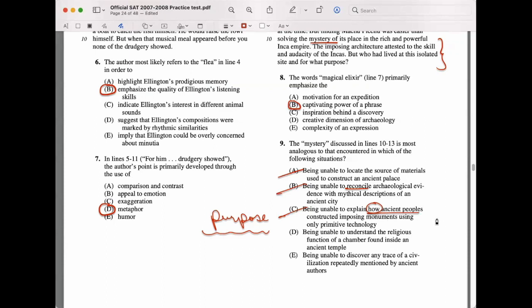Being unable to understand the religious function of a chamber found inside an ancient temple, right? So this, I think, is the closest, because it indicates that the purpose of that religious structure is not clear. So I like D. Being unable to discover any trace of a civilization repeatedly mentioned. So that also is not true, because in the passage, the author was able to discover Machu Picchu.